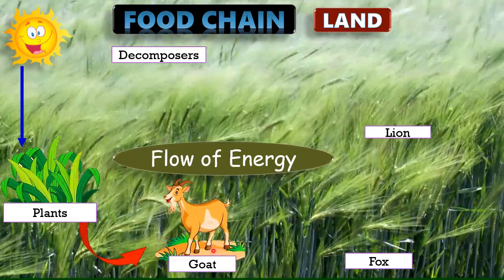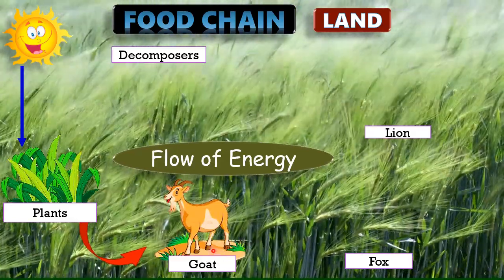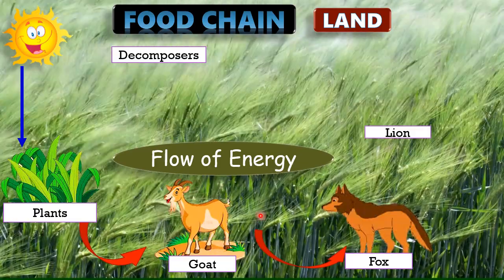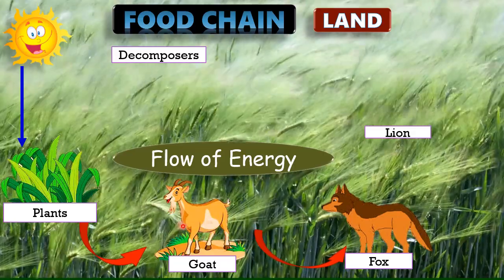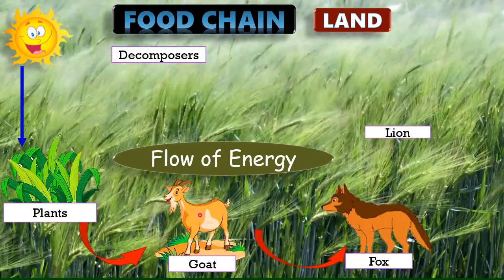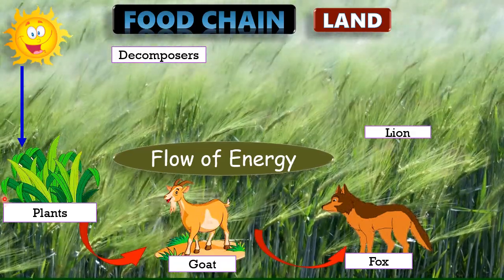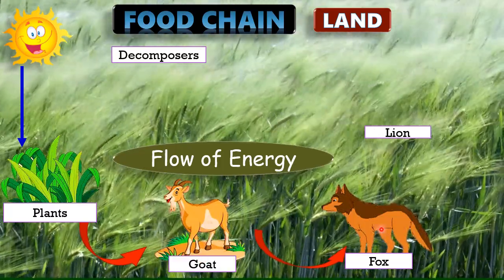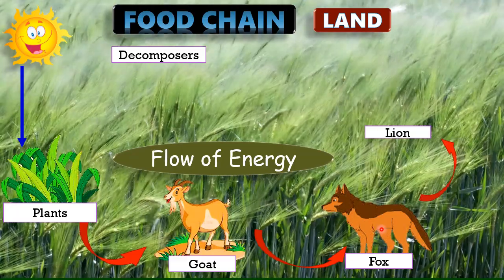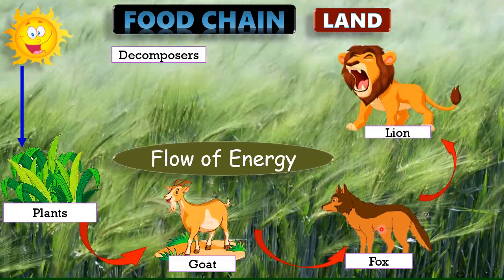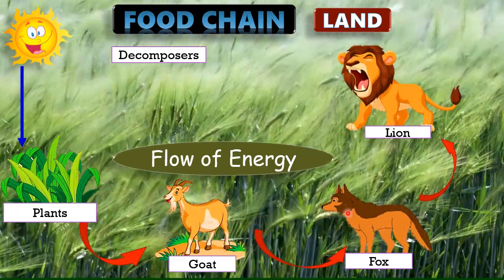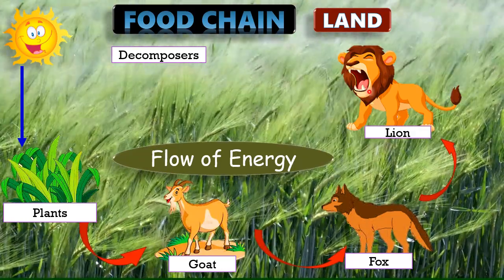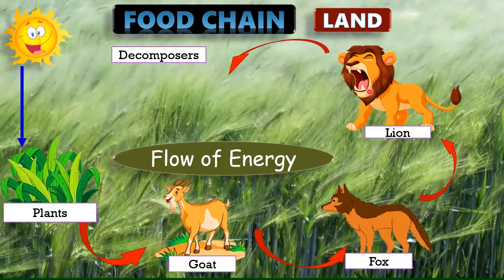Yes, and who will eat this goat? Fox will eat this goat. Now the sun's energy which is stored in the goat by eating plants will transfer to the fox. Yes, now lion will eat this fox. Now the energy stored in the fox will be transferred to the lion. What will happen when the lion dies?